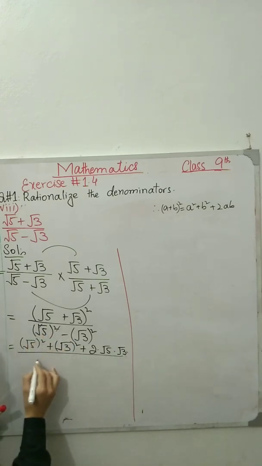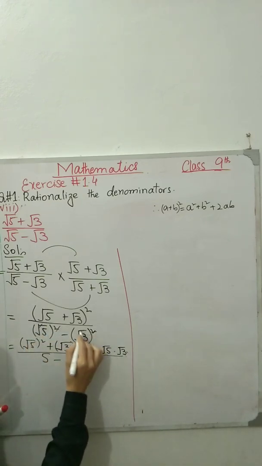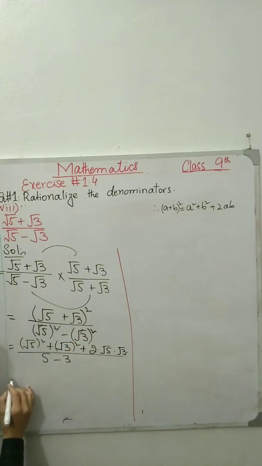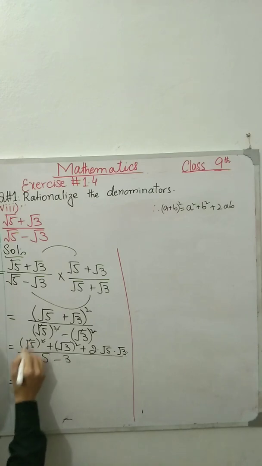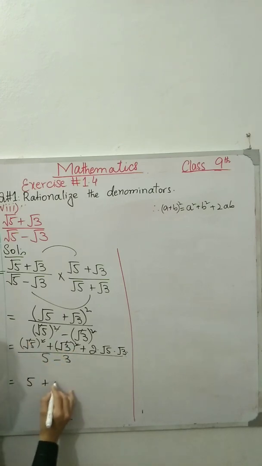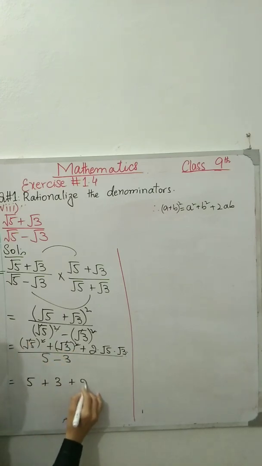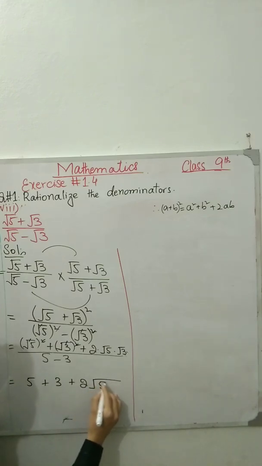this will be cancelled out. I have left 5 minus 3, so I got 2. Let's open the values in the numerator. I got 5, I got 3, plus 2 into root of 5 into 3.